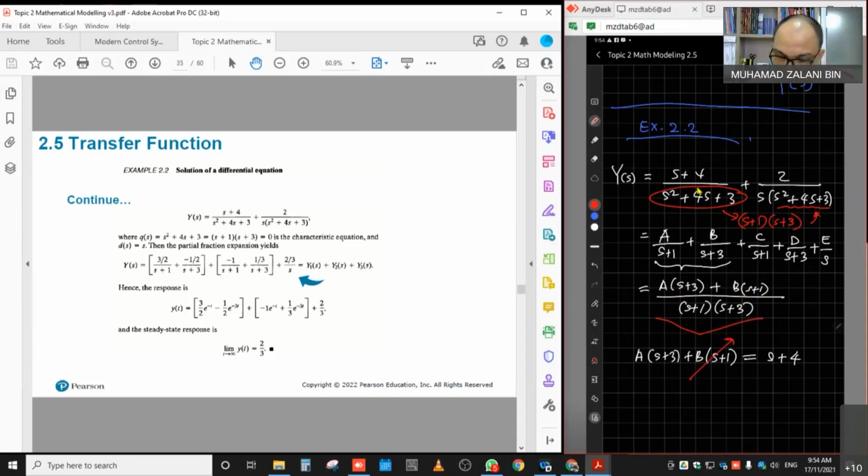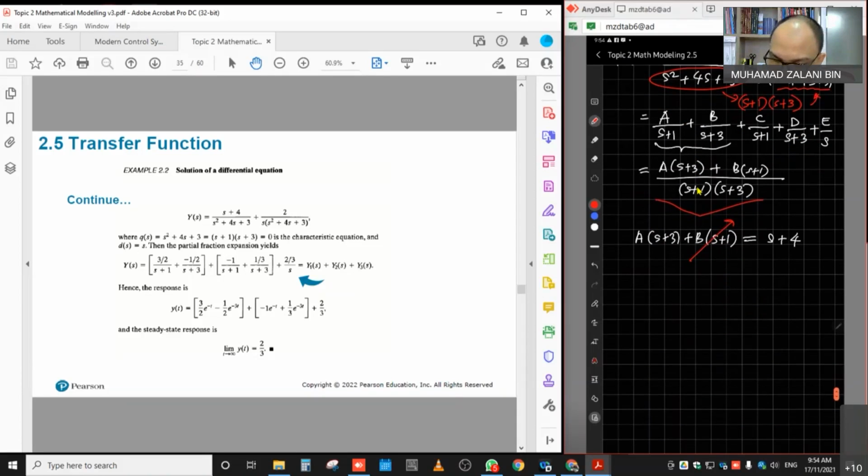So to find A and B, basically what we do is we try to cancel, let's say I want to cancel this term. To make this term 0, what I do is substitute s equals -1, right? I substitute s equals -1, and this term becomes 0, this part is 0, right? Okay. So, substitute s equals -1, we get a(-1 + 3) plus b(-1 + 1), which is 0, equals -1 plus 4.